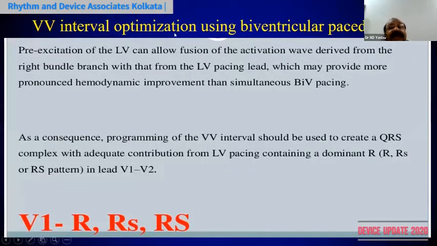So if you see VV interval optimization using the biventricular paced ECG, pre-excitation of the LV can allow fusion of the activation wave derived from the right bundle branch with that of the LV pacing lead, which may provide more pronounced hemodynamic improvement than simultaneous BiV pacing. As a consequence, programming of the VV interval should be used to create a QRS complex with adequate contribution from LV pacing containing a dominant R, or big R in V1, V2, either big R, or big R and a small s, or big R, big S. So that is the importance of pre-exciting the LV.